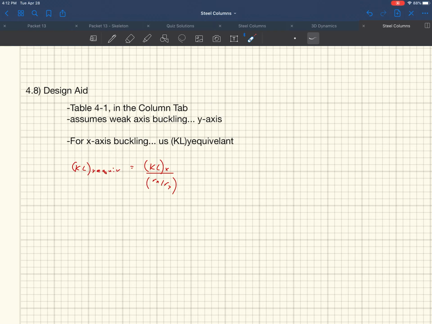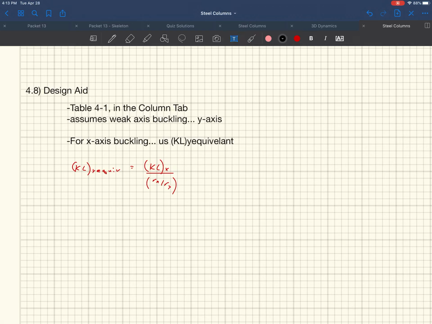So what we do is we reduce that unsupported length. Buckling about the strong axis will have a higher capacity than about the weak axis, and so what they do is they pretend that it's shorter. That's maybe how we think about it. We pretend that the column has less of an unsupported length than it actually does, so that we can calculate that reduced capacity. That's exactly what it is. Wrap your head around that a little bit.